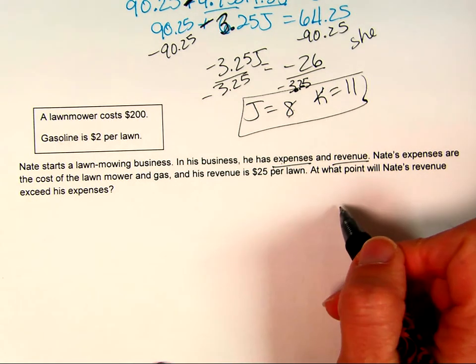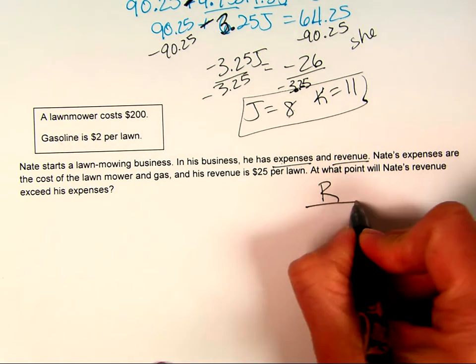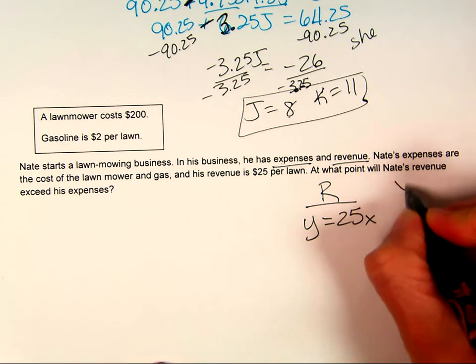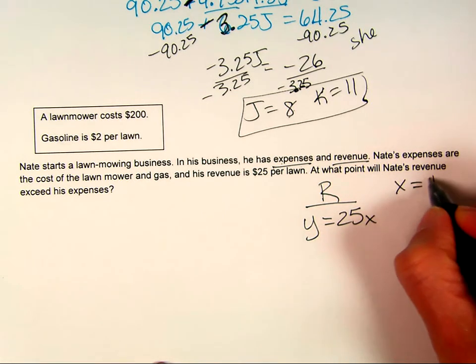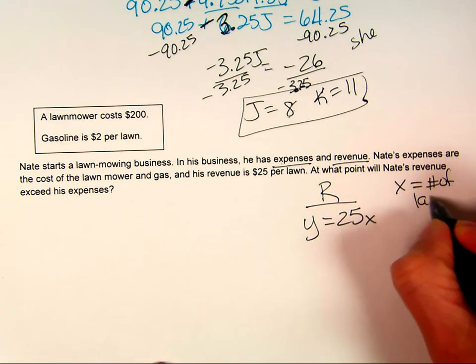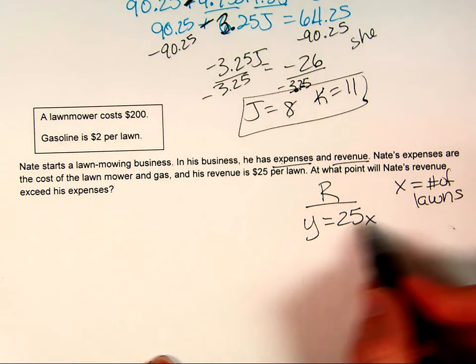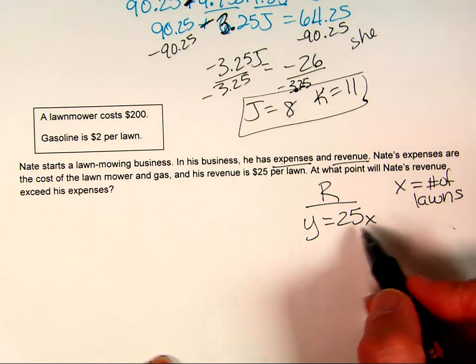So our revenue equation is how much he makes. He makes $25 per lawn. So we're just going to call the number of lawns X, number of lawns, right? So if he mowed 2 yards, he's got $50 in his pocket, right? He still hasn't paid for his lawnmower, but he's got $50. If he mows 10 lawns, that's $250.